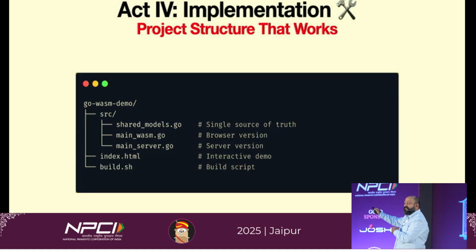And we have the main WASM Go file, which is the target for the WASM binary, which will be loaded in the front end. And we have the main server, which is running the server backend. Along with that, we have an index HTML. And a very nice build script that eases the pain of making sure we build everything sequentially and correctly.